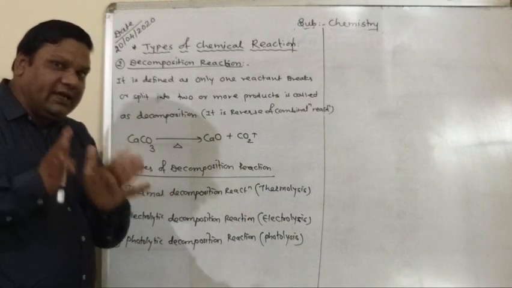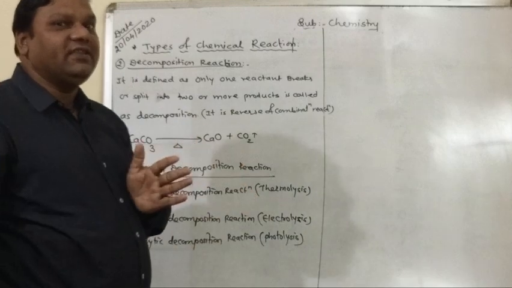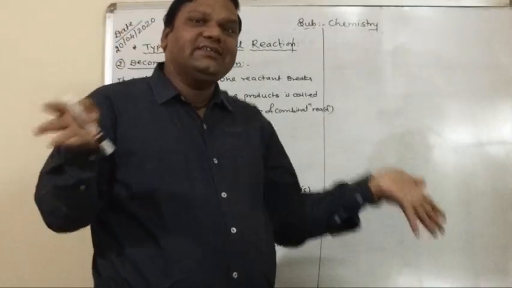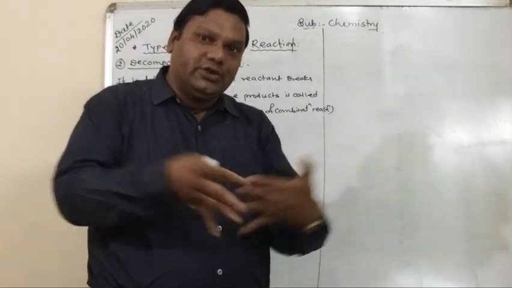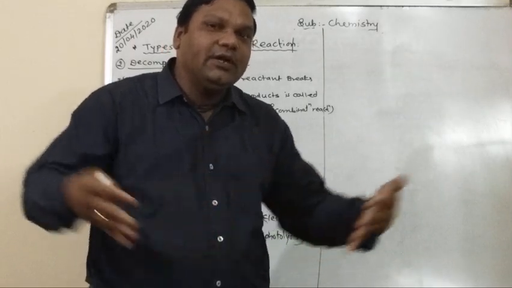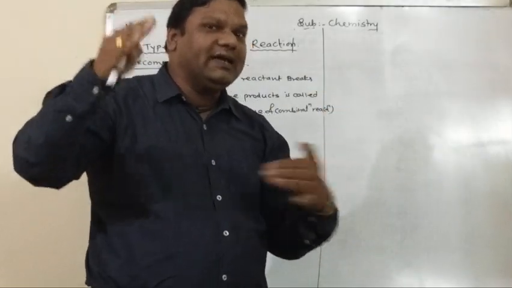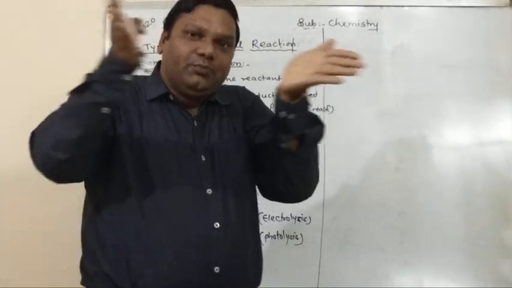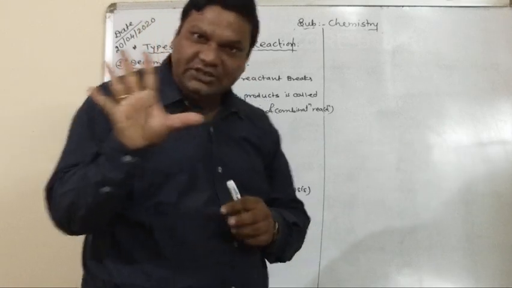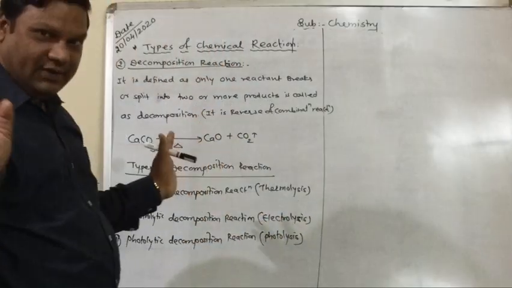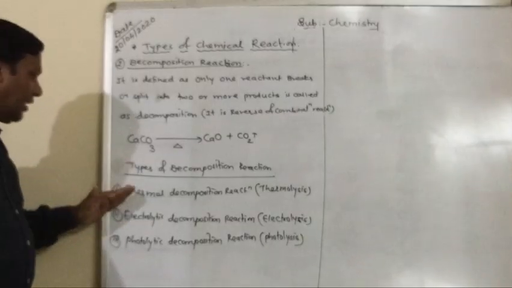Suppose the 9th A class or 10th class is split into two sections, that is 10th A and 10th B. That is the breakdown, meaning the decomposition. And if 10th A and 10th B are merged, combined with each other, you will get only one class, 10th A plus B merged. That is a combination. Is it clear the terms? That's a simple concept. So now these decomposition reactions are of three types.